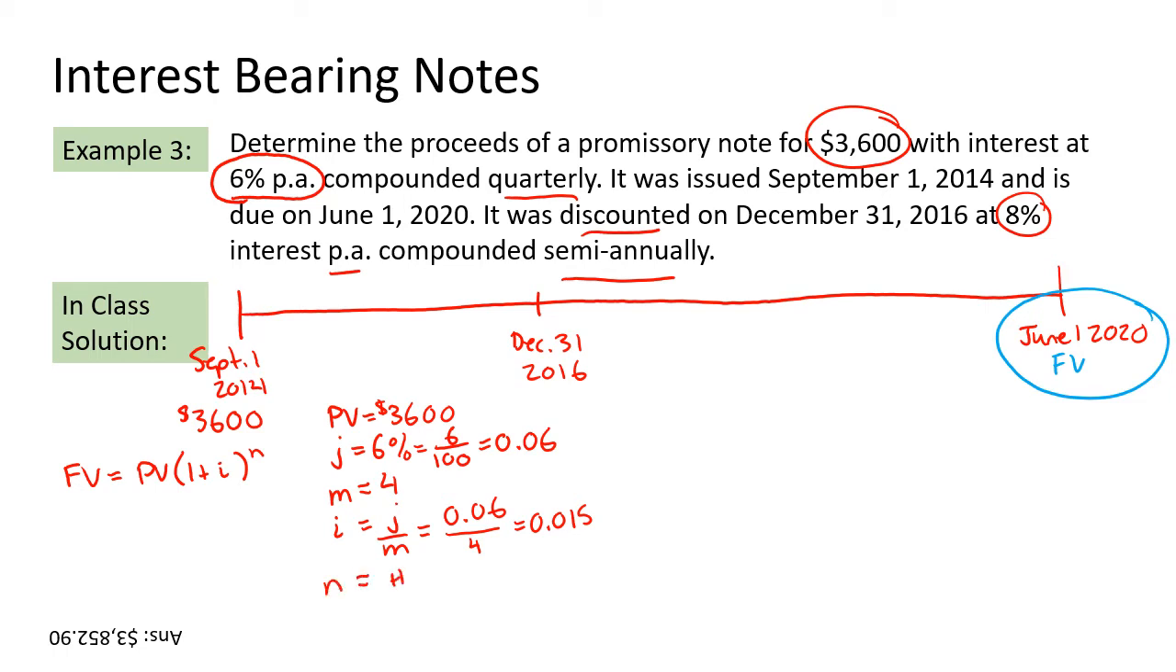So our last item is going to be to determine the total number of compounding periods. And that's equal to the number of years multiplied by the number of compounding periods per year. So again, we're going from September 1st, 2014 to June 1st, 2020. So we know we'll count September, October, November, and December of 2014. So that's 4 months. Then we can count 2015, 2016, 2017, 2018, and 2019. So 2015 to 2019, that's 5 years.